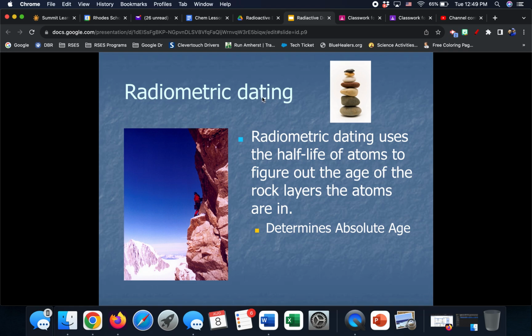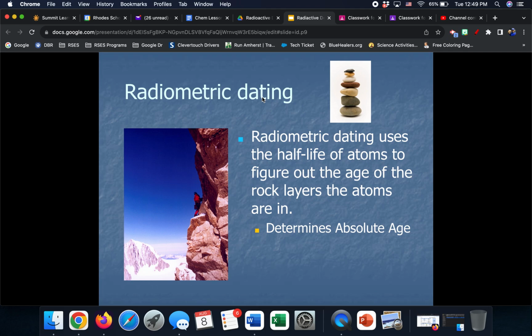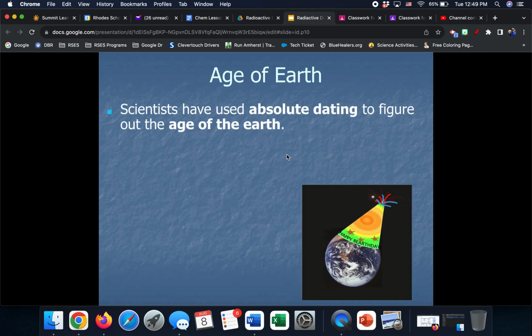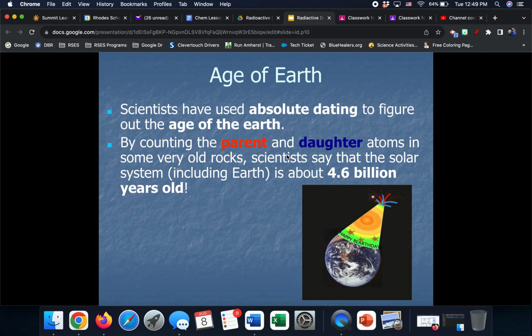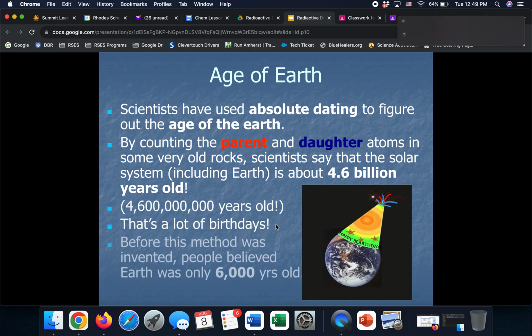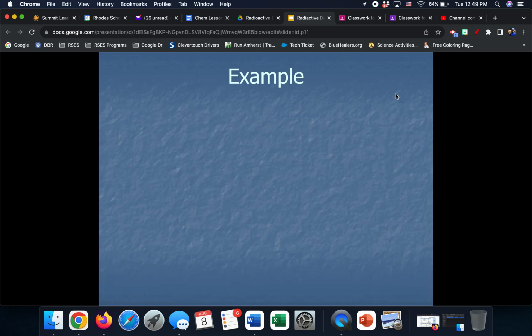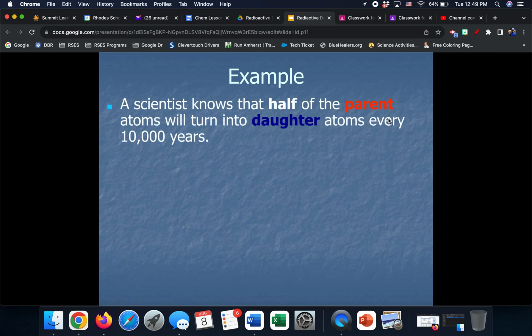So radiometric dating is what we're talking about. It uses the half-life of atoms to figure out the age of rock layers and atoms in different substances. So you get an exact age. And using uranium-238, they say Earth is about 4.6 billion years old. Before they used this method, they thought the Earth was 6,000 years old. But with technology and science, they now know how old it is based on radiometric dating using uranium-238.